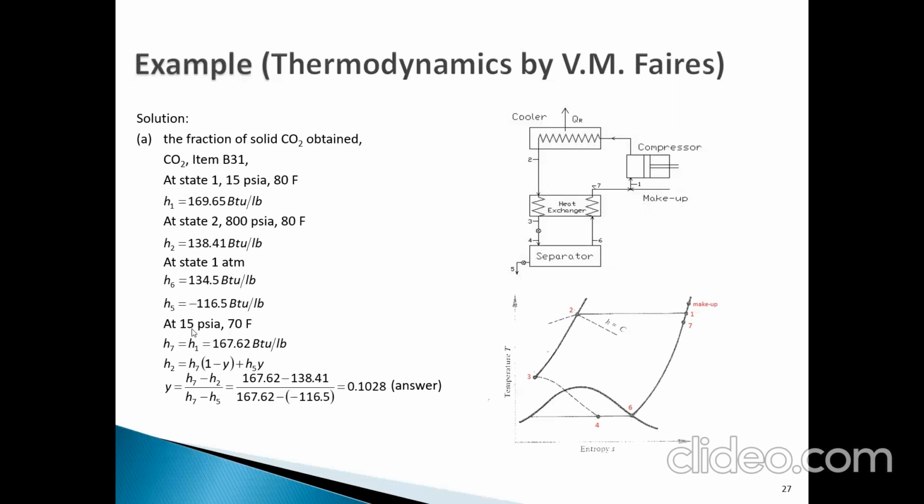So at 15 PSIA, 70 Fahrenheit, H7 is equal to 167.62 BTU per pound. So H2 is equal to H7 times (1 minus Y) plus H5 times Y. So Y is equal to (H7 minus H2) over (H7 minus H5), equal to (167.62 minus 138.41) over (167.62 minus negative 116.5), is 0.1028, yung fraction.